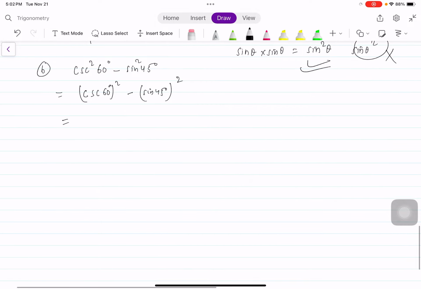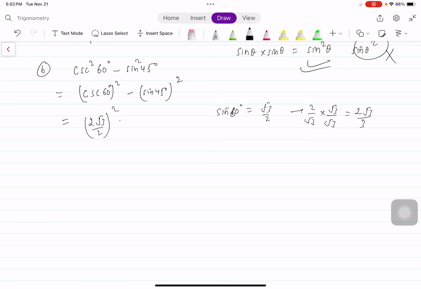Anyway, further, what is cosecant 60 degree? It is the reciprocal of sine 60. So what is sine 60? It is square root 3 over 2. So what is its reciprocal? Its reciprocal is 2 over square root 3, but we do not like the square root sign, so we write 2 square root 3 over 3. So this is how we write the values. Minus sine 45 is square root 2 over 2. Now we simplify things. Did I write it correctly? No, this was square root 3.